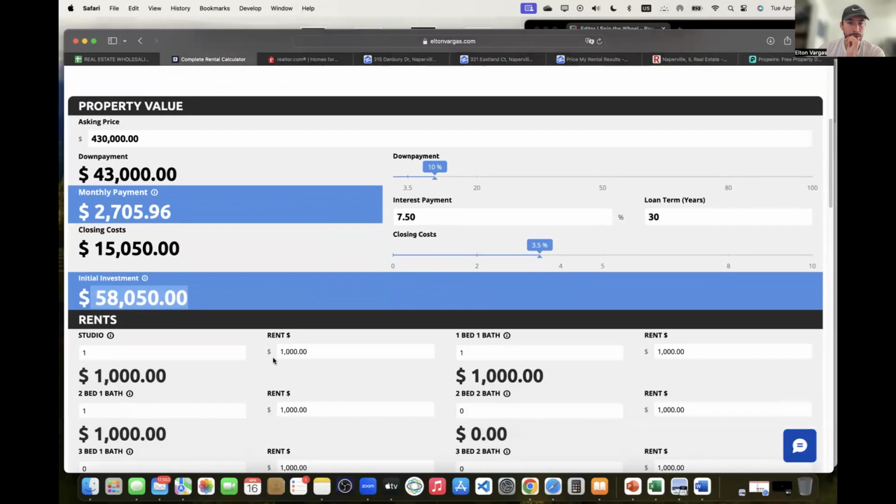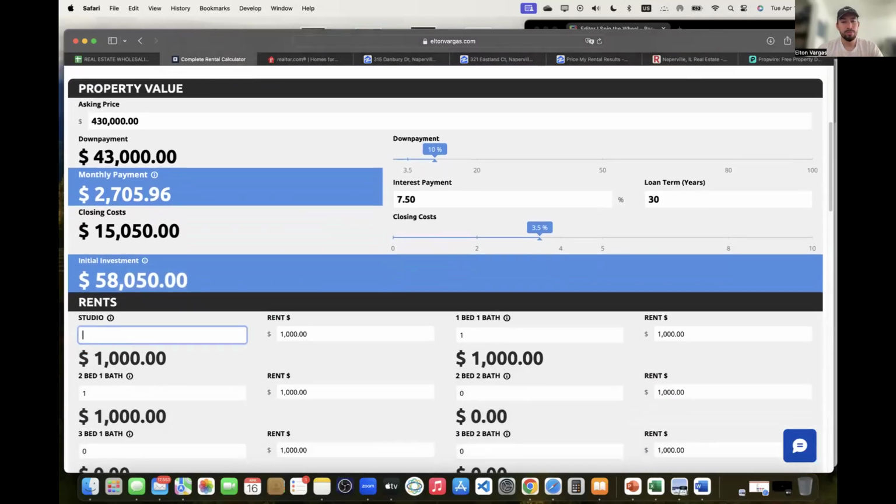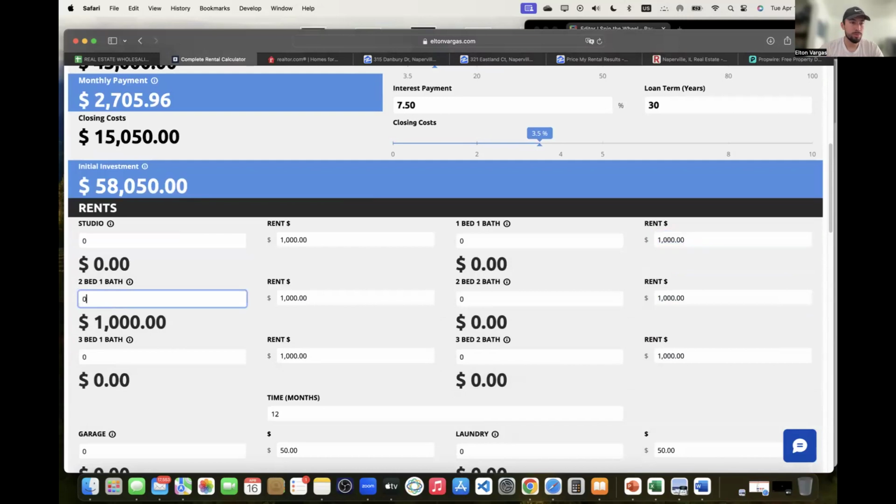So let me go back to my calculator. The property was a 3-bedroom, 2-bath. So let's head over to the 3-bedroom, 2-bath section. I can rent it out for $2,700.